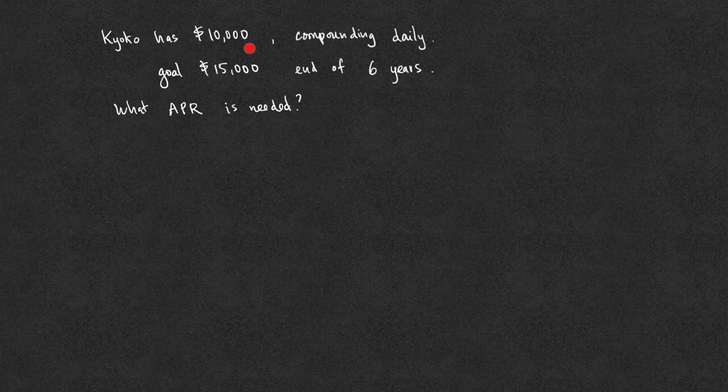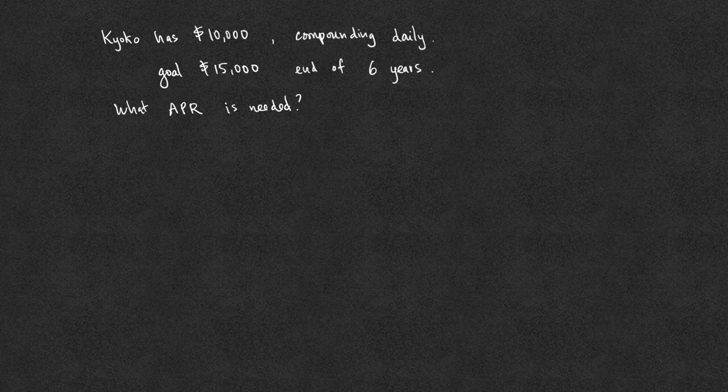Kyoko has $10,000 to invest. Her bank has several investment accounts to choose from, all compounding daily. Her goal is to have $15,000 by the time she finishes grad school in 6 years. To the nearest hundredth of a percent, what should her minimum annual interest rate be in order to reach her goal?